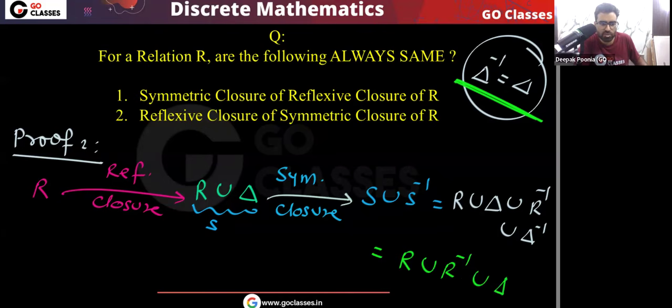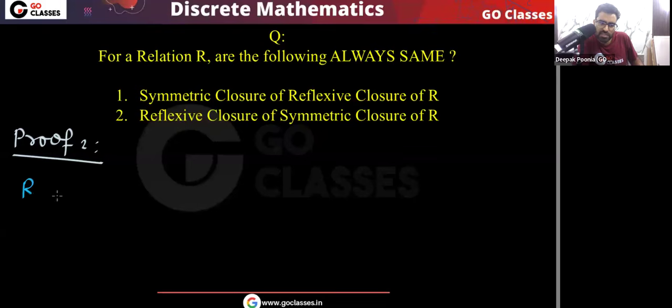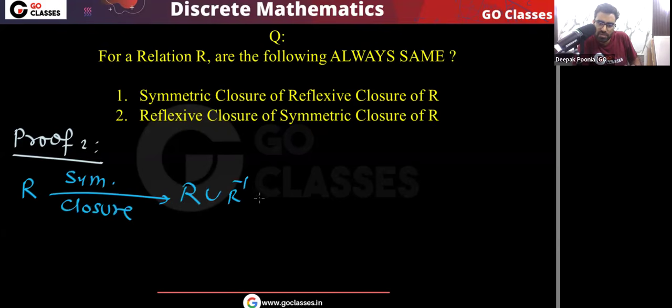Overall, what you got is R union R inverse union delta, because union is commutative and associative. Okay, overall this is what you will get. Agree? And you will get the same thing if you first do the symmetric closure, then the reflexive closure. For the relation R, first you do the symmetric closure. What will you get? You will get R union R inverse.